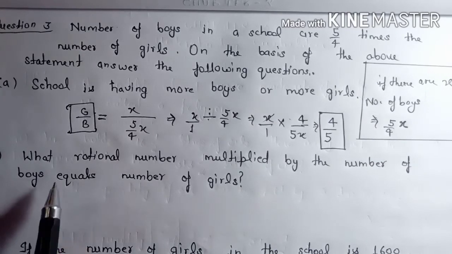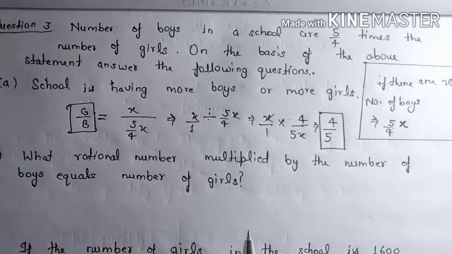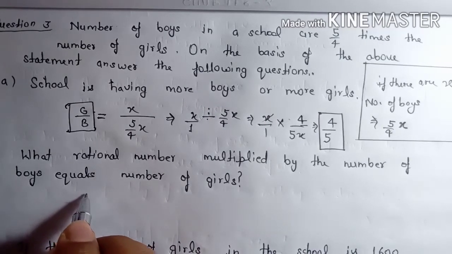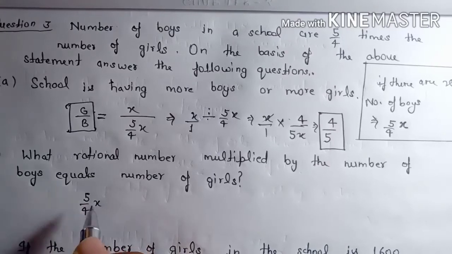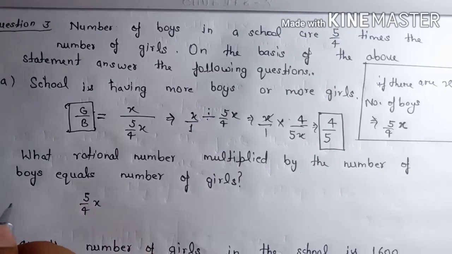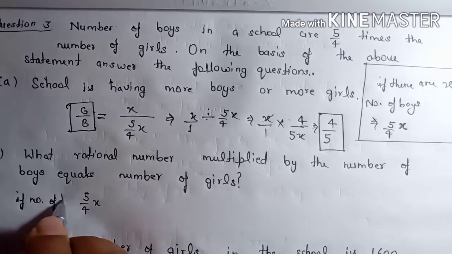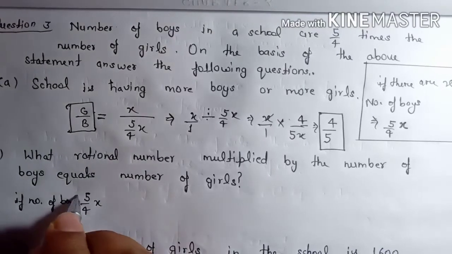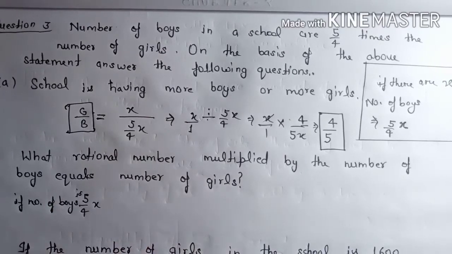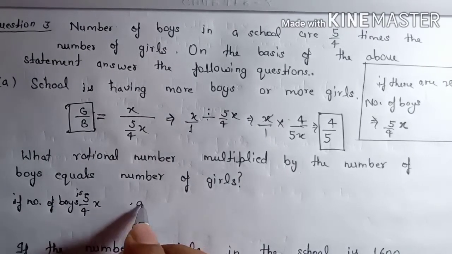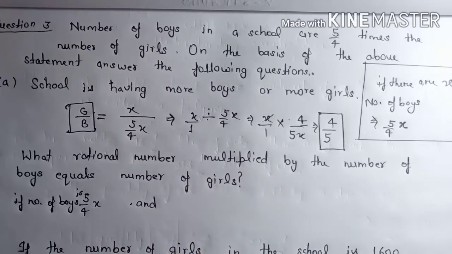And the second part of the question says, what rational number multiplied by the number of boys equals the number of girls? Meaning if the number of boys is 5 upon 4x when girls are x, we have to find what to multiply so that you get the number of girls. We have to make it x.